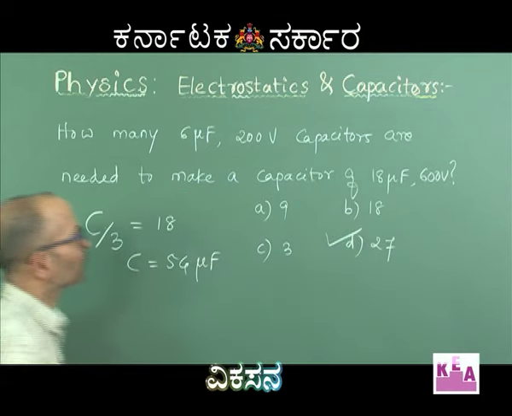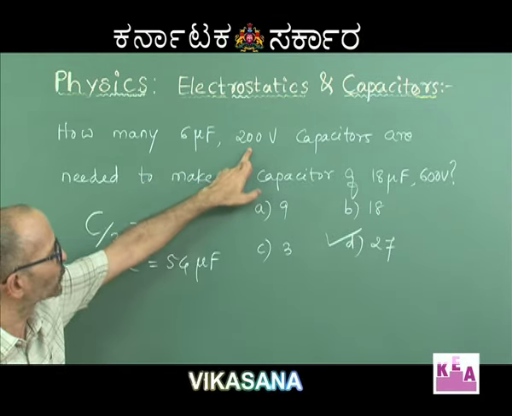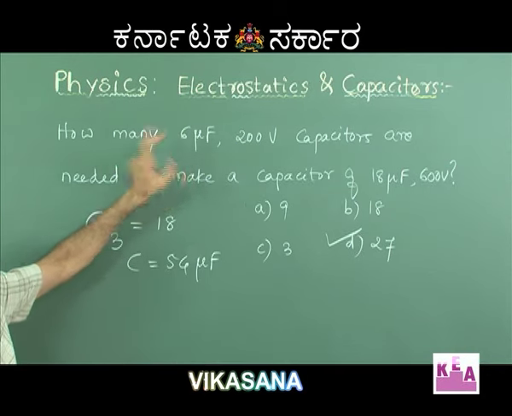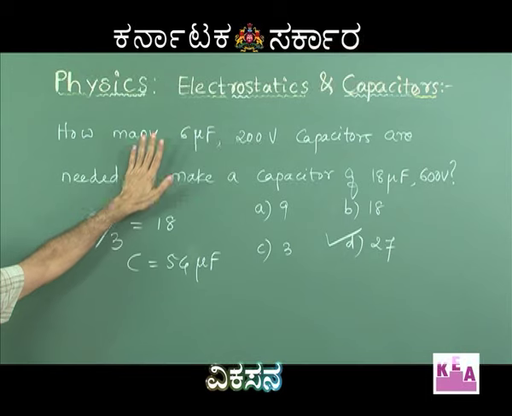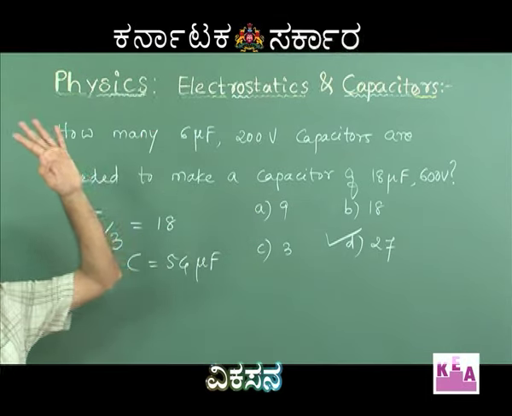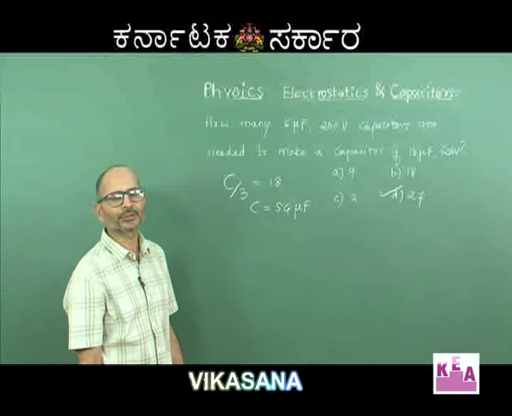So, if you choose 27 capacitors of 6 microfarad and 200 volts breakdown voltage and connect 9 of them in one group all in parallel and make 3 such groups, you will get the desired capacitance also and the desired breakdown voltage also. So, 27 is the right answer.